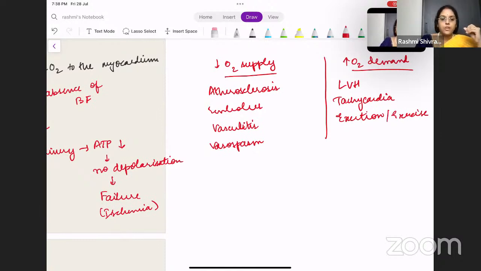So we have now easily studied the causes of ischemic heart disease. It can either be atherosclerotic, or there can be an embolus, or a vessel inflammation, which is vasculitis. There can be vasospasm, left ventricular hypertrophy, tachycardia, exertion. All these either increase the oxygen demand or decrease the oxygen supply. So what happens? The myocardium becomes ischemic. This is very, very important that you understand. This is a very basic concept and it will be very helpful in understanding the later concepts.